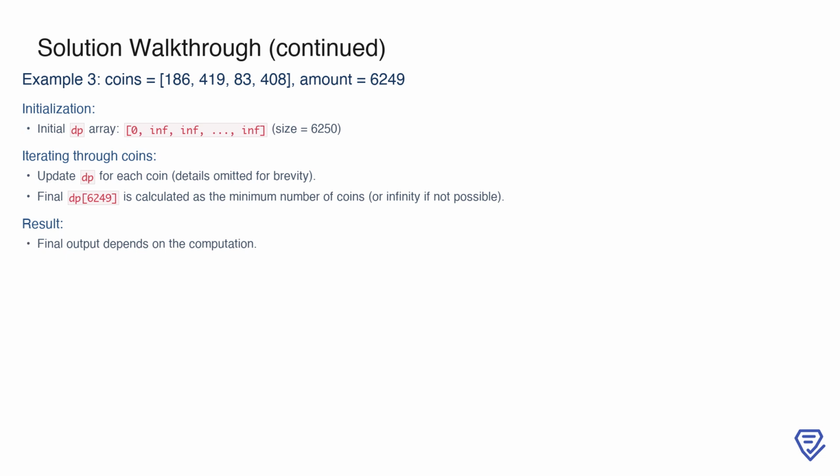Finally, let's look at a more complex example where the coins are 186, 419, 83, 408, and the target amount is 6,249. We initialize a dp array of size 6250, with dp[0] set to 0 and all other values set to infinity.